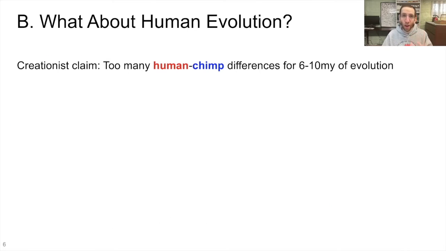So those are the general problems with the waiting time problem as argued by creationists, and those alone are enough to invalidate the concept. But let's look at a specific example that they like to apply this problem to. Let's look at human evolution.